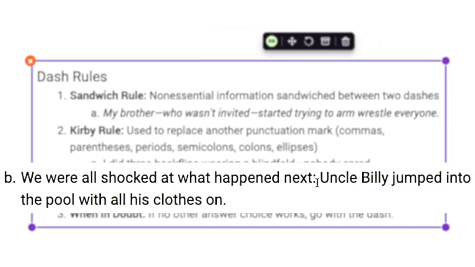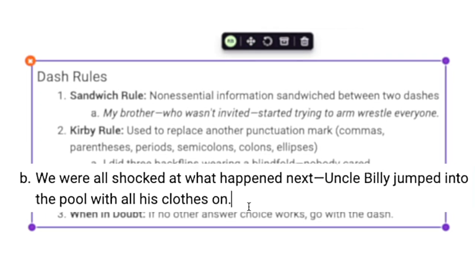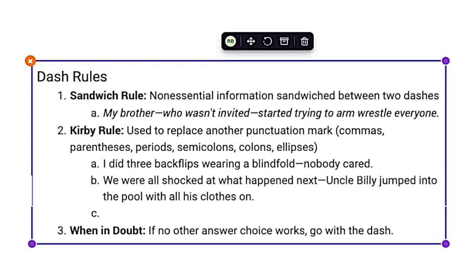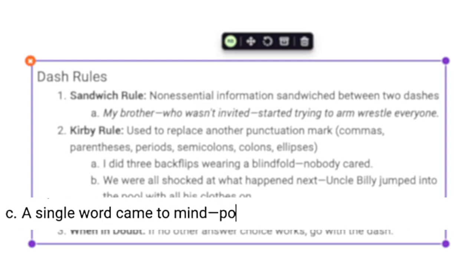Colon would work really well here. Because it's 2 independent clauses, semicolon could also work. A period could also work. And again, a dash could work. Another example of this that doesn't have 2 independent clauses could be something like, a single word came to mind: panic. Again, we have a bit of a cliffhanger here. So we could have a colon or we could replace it with a dash.